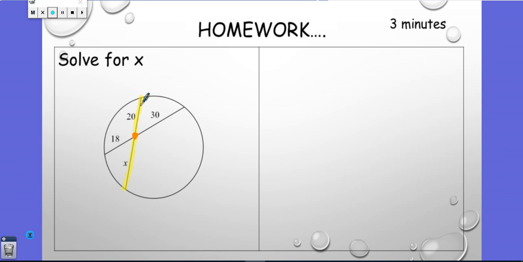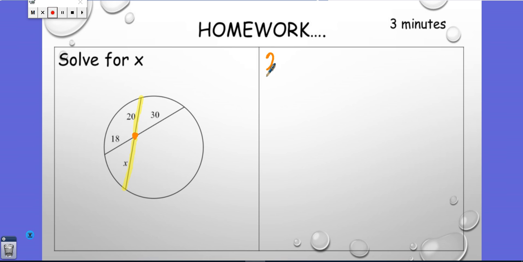It intersects the circumference of the circle twice. This is the circumference. It intersects the circumference of the circle twice, here and here, and it has two pieces at this point of intersection. So what we're going to do is multiply those two pieces.